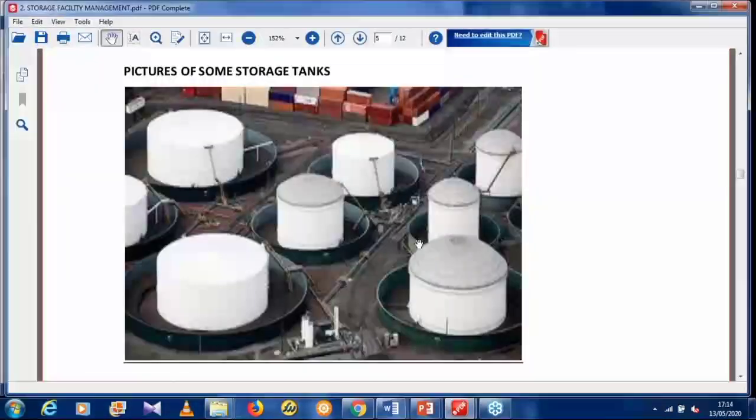Okay. Now, the design for the storage tank bond wall. What you see around here is called a bond wall.